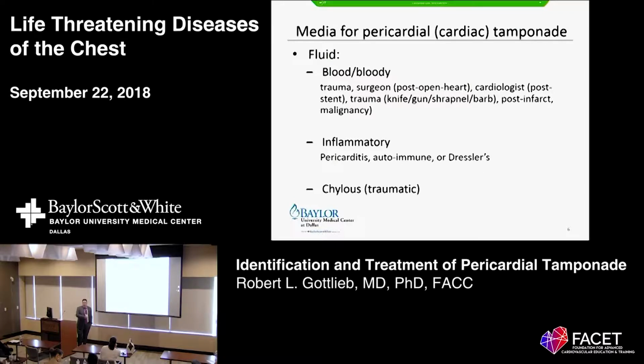But you don't need a slide to tell you what the differential is. It's really just very simple. Is there trauma? Was it one of Dr. Foreman's patients? Were they just in the OR? Did they just have a surgery?